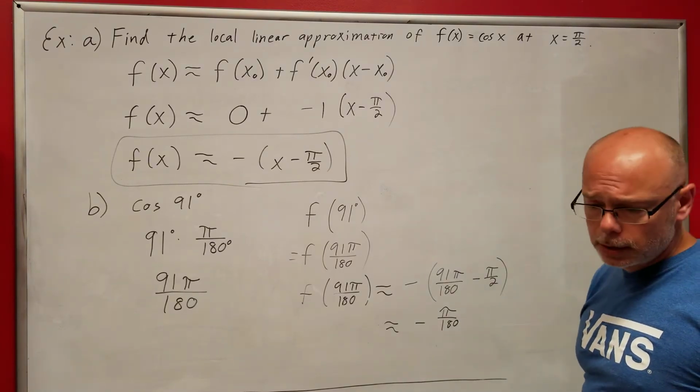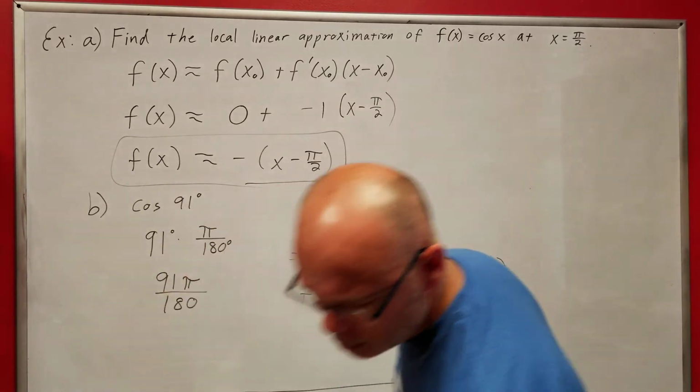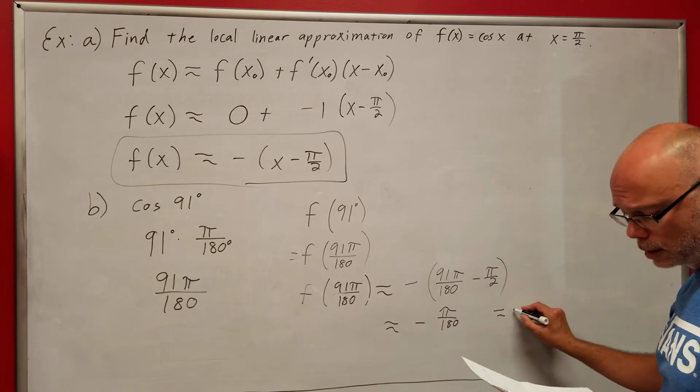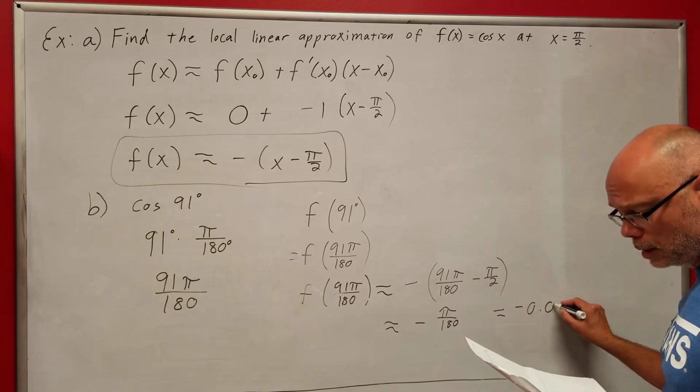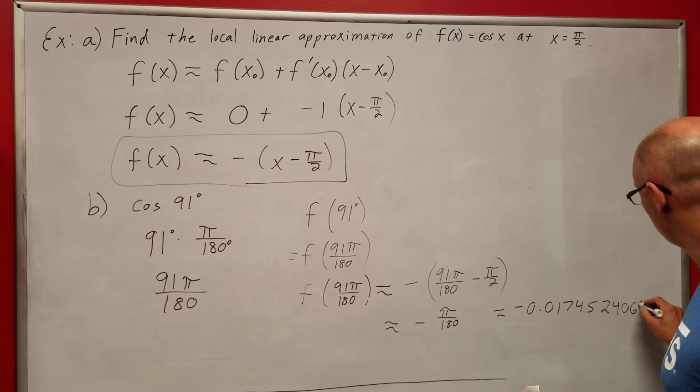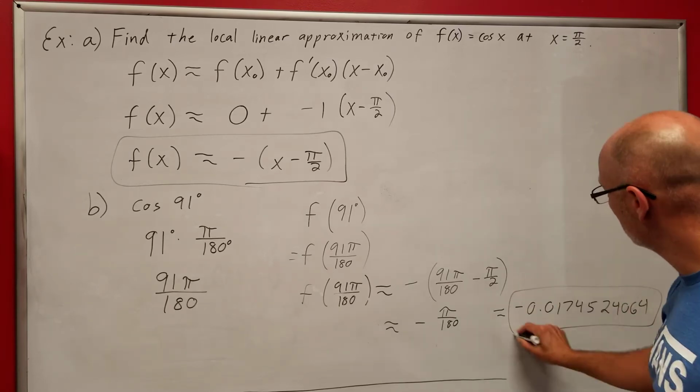It didn't tell me how far to round on this one, I don't think. So I'm going to round to several decimal places then. I'm going to say that's approximately negative 0.01745240064. So I'm going to go out a bunch since it didn't tell me how far to round.